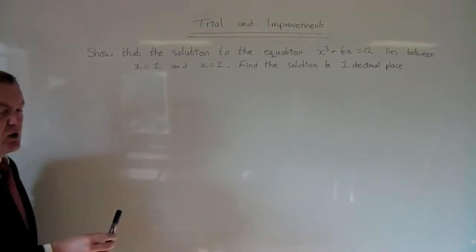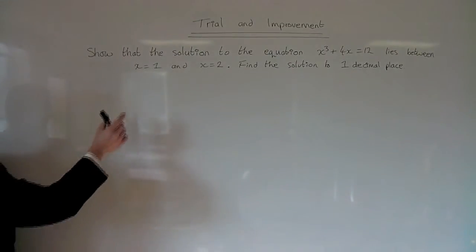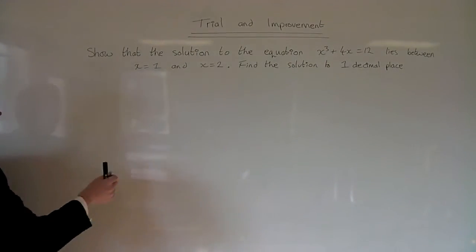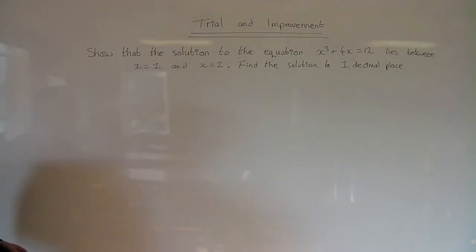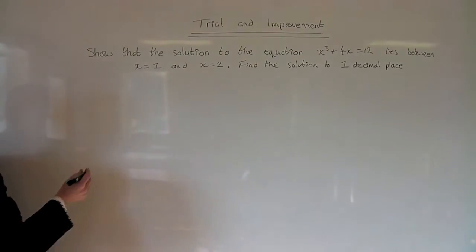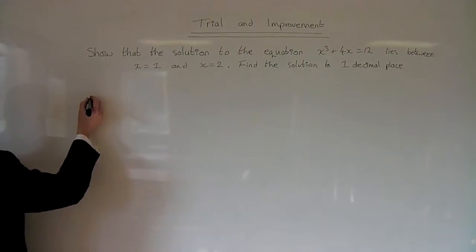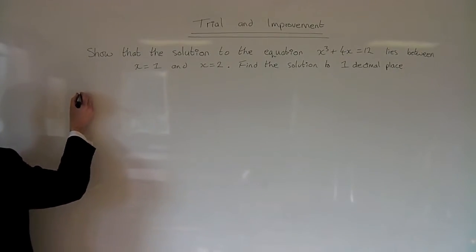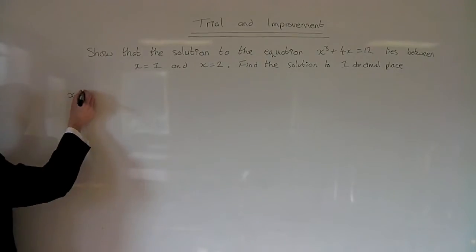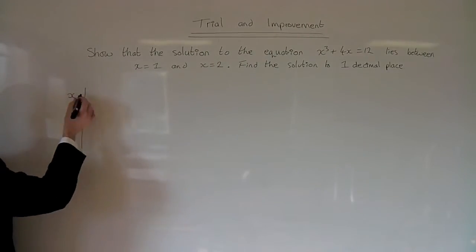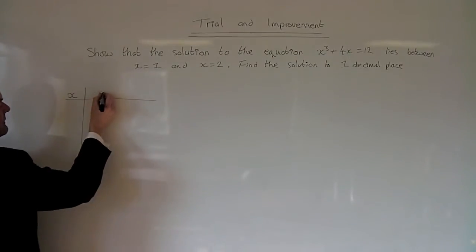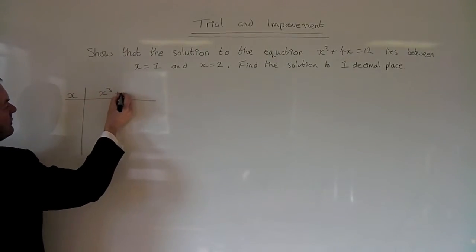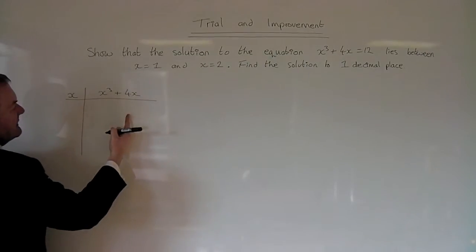This is quite a common question really, so you've got two parts to it. Don't forget to answer the first part. It's important to show something, so when you're asked to show something you actually have to do the working out. I'll use a table, with my value of x in the left hand column, and then I'm going to substitute in that value and work out the solution to x cubed plus 4x in the second column.